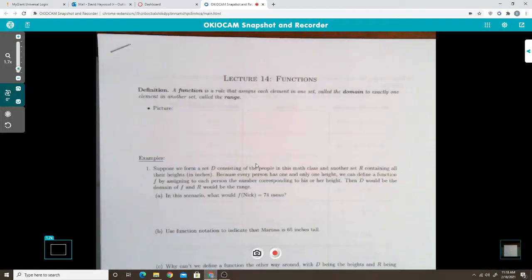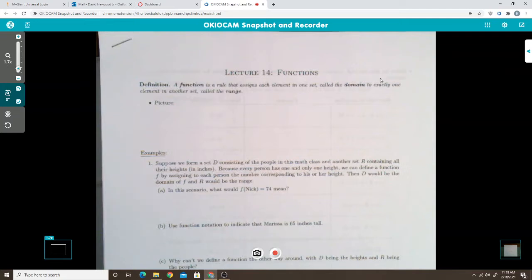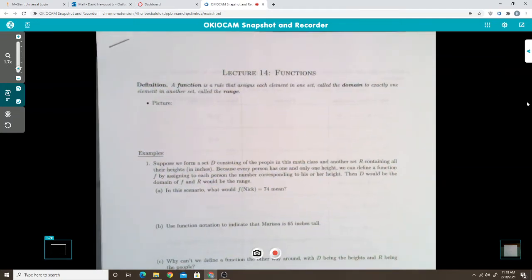Okay, so we're done talking about sets, and I want to start talking about functions. So the next several lectures are going to be about functions, and then when we've finished talking about functions, we'll give an application in terms of personal finance, right? So how functions appear in personal finance. Now, why are we going to talk about functions?